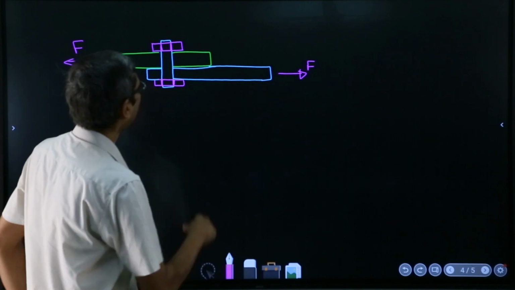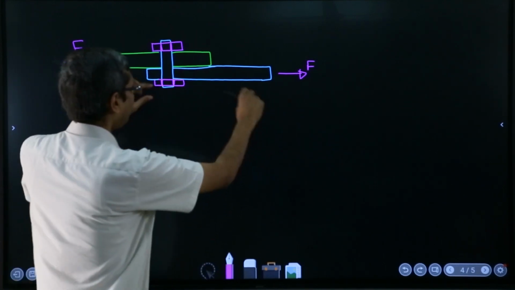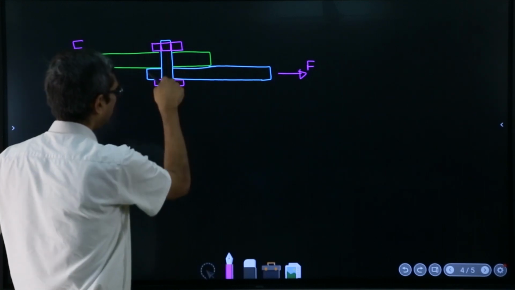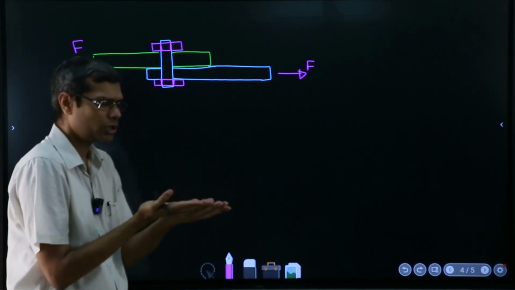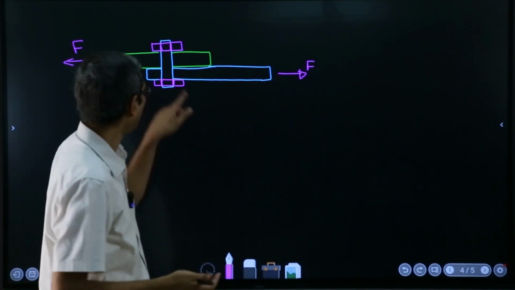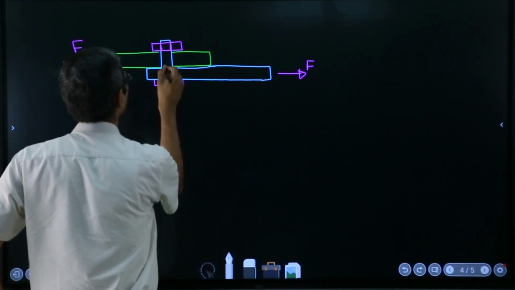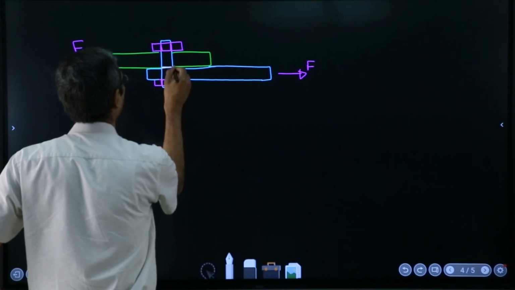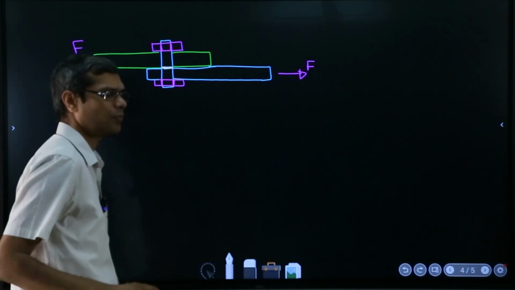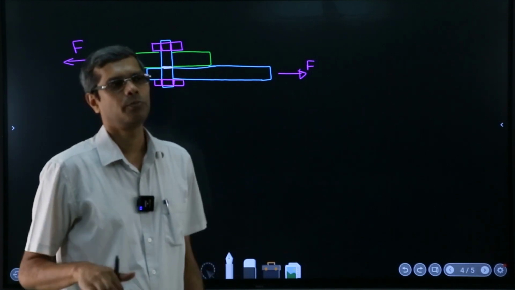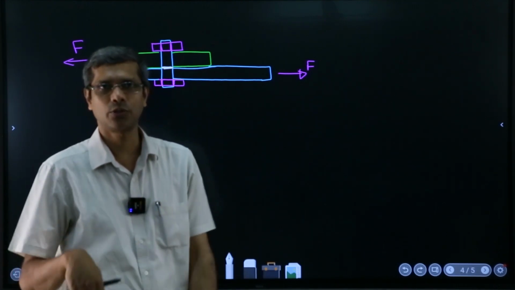Now if that is so, then if I pull like that, don't you think that this pin will have a tendency to shear off, at this area of cross section, for example this one. So this part is the more vulnerable area where the pin will have a tendency to shear off.